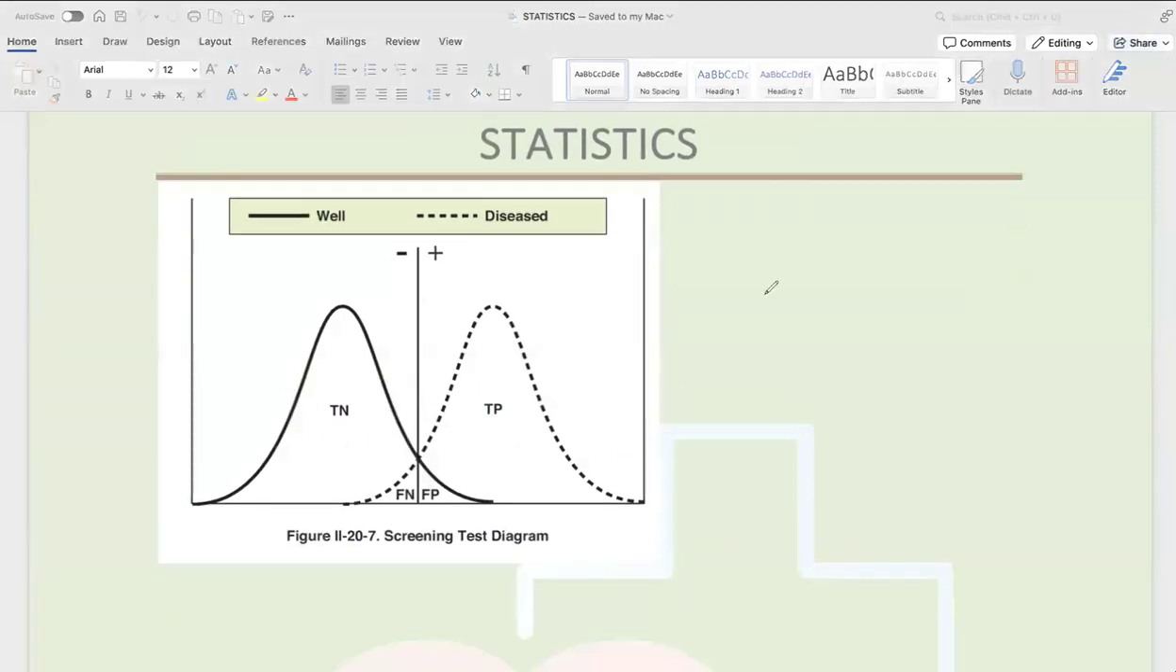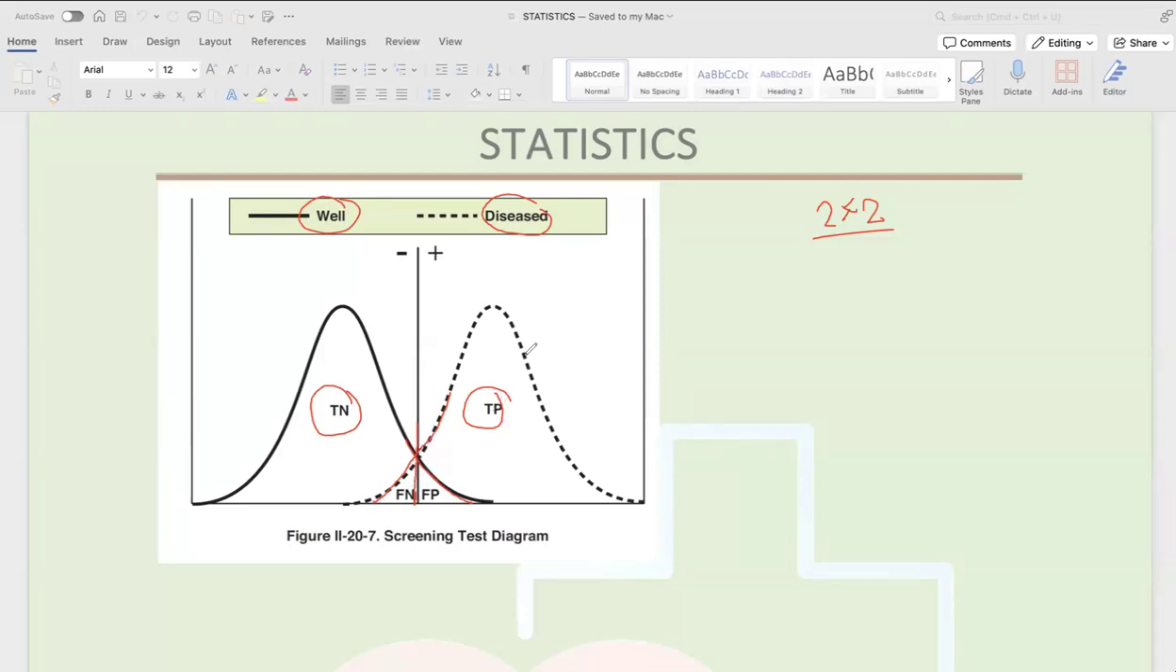So this will test your knowledge about the 2 into 2 table. You can see that this side is the healthy people and this side is the diseased group of patients. In the healthy group, true negative is the main group, and in the diseased group, true positive is the main group. When these two intersect each other, this is called the cutoff point.